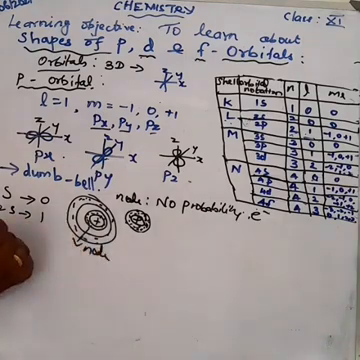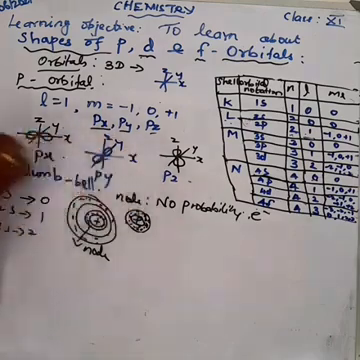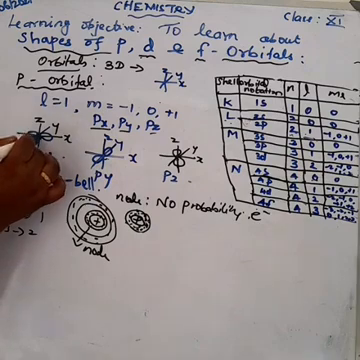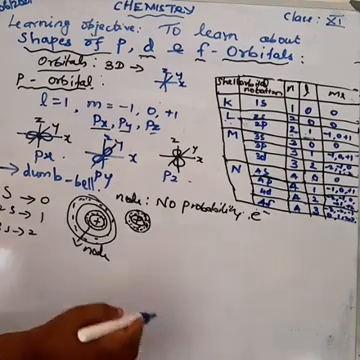But for the p orbital, the 2 lobes are separated by only one node. Only one nodal plane. This is the nodal plane. For the p orbital, only one nodal plane is there. Each p orbital has only one nodal plane. Understood?